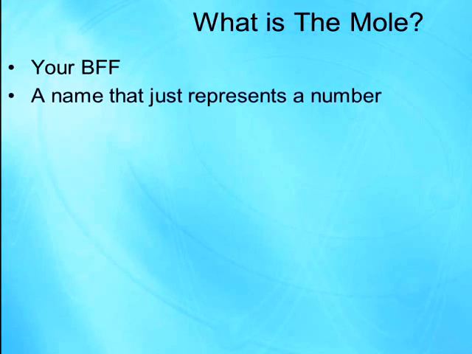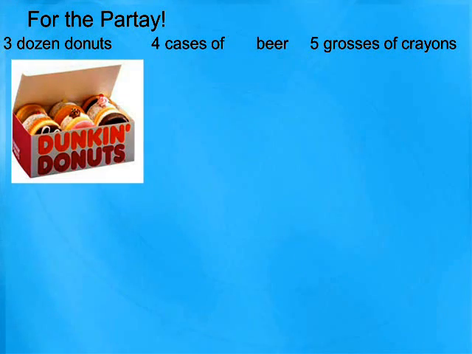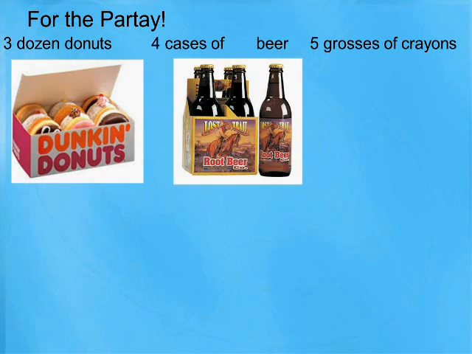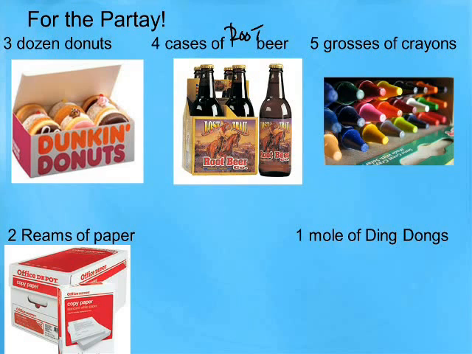Really, a mole is just a name that represents a number. So let's look at this more closely. To best illustrate this term, we're going to have a party. For everyone, you're going to have to bring the following. 3 dozen donuts. 4 cases of root beer. Don't know how that got in there. 5 grosses of crayons. Can't have a party without crayons. 2 reams of paper. Fun. What are you going to do with the crayons if you can't draw on it? And 1 mole of ding-dongs.